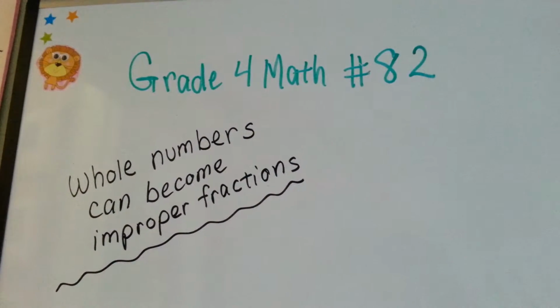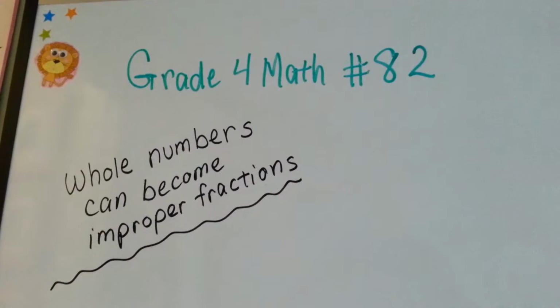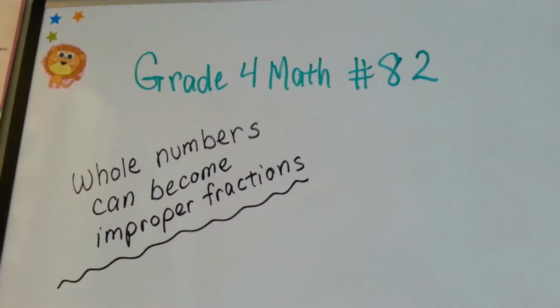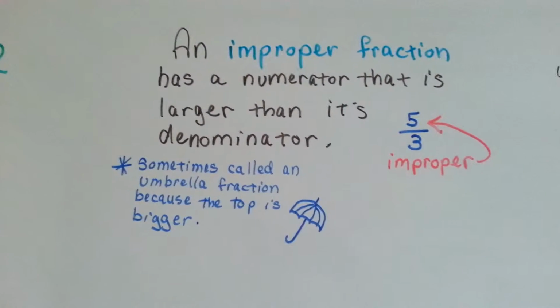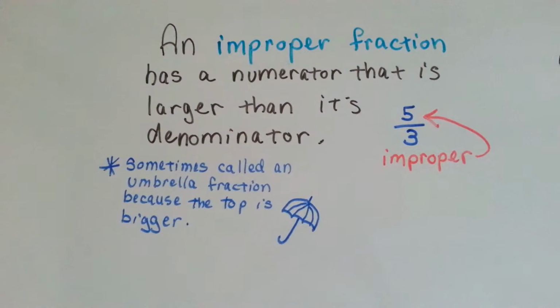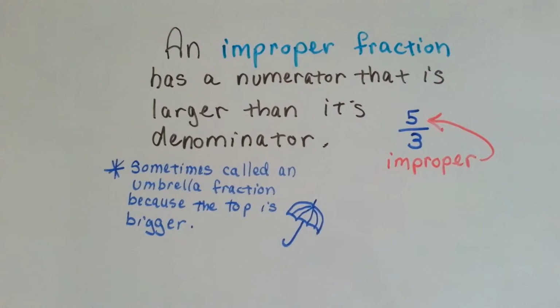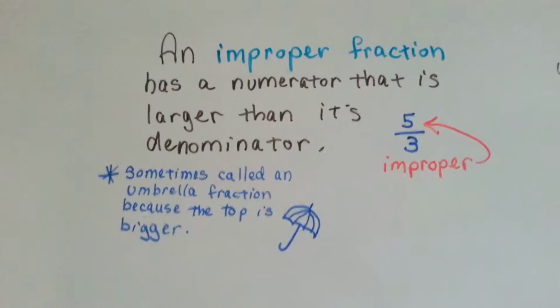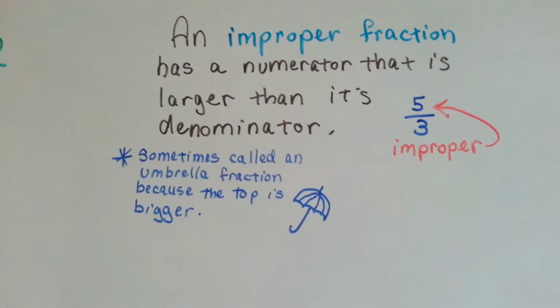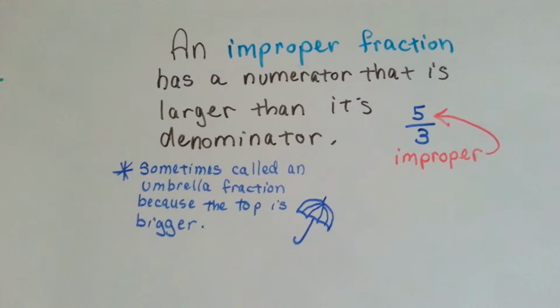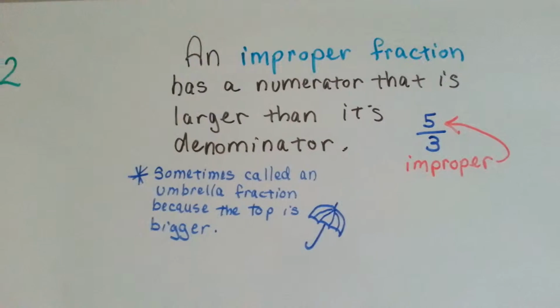Grade 4 Math, number 82. Whole numbers can become improper fractions. As we've discussed before, an improper fraction has a numerator that is larger than its denominator. 5/3 is an improper fraction because the 5 is bigger than the 3. Sometimes they're called umbrella fractions because the top is bigger than the bottom.